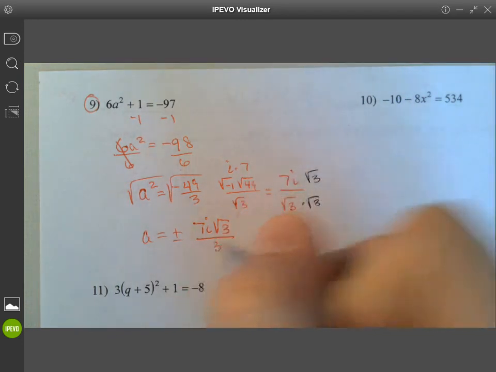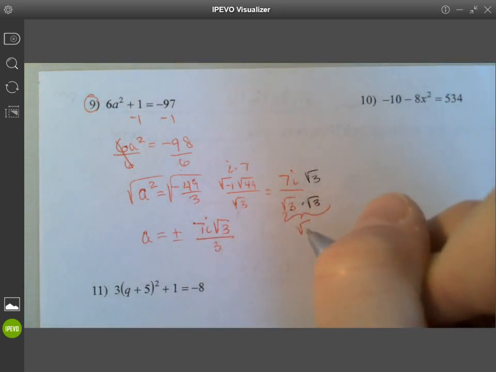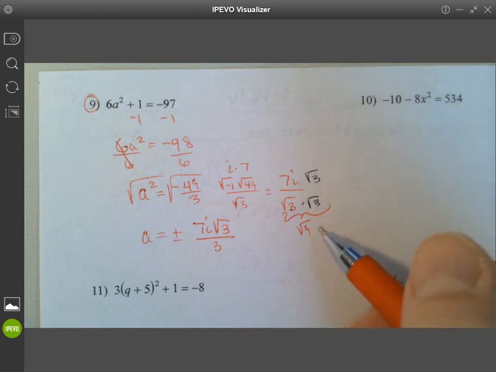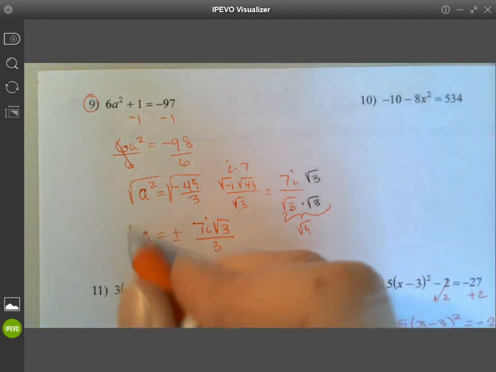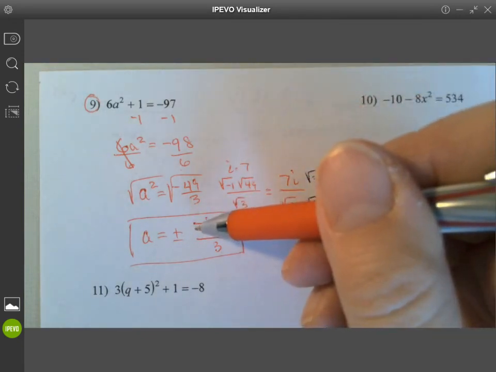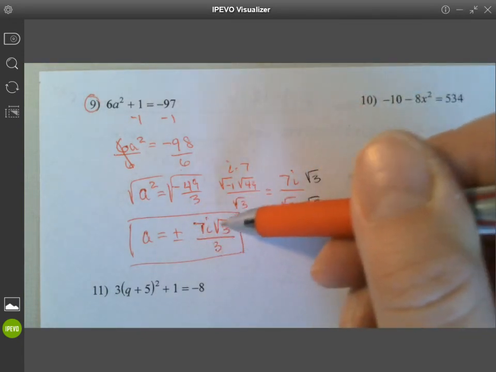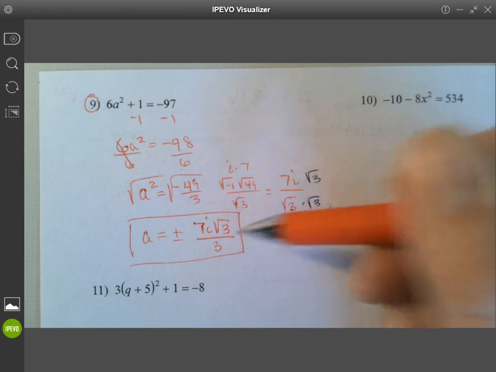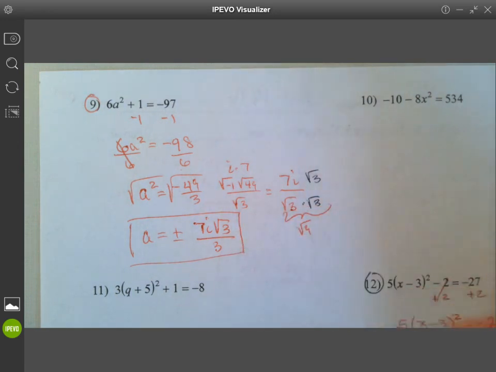It should just be 3, because this is the square root of 9, and the square root of 9 is 3. Now, be really careful here. The only thing that can reduce is the 7 and the 3, or if I had to break my root down. You cannot cancel these 3's. That's what your answer should look like.